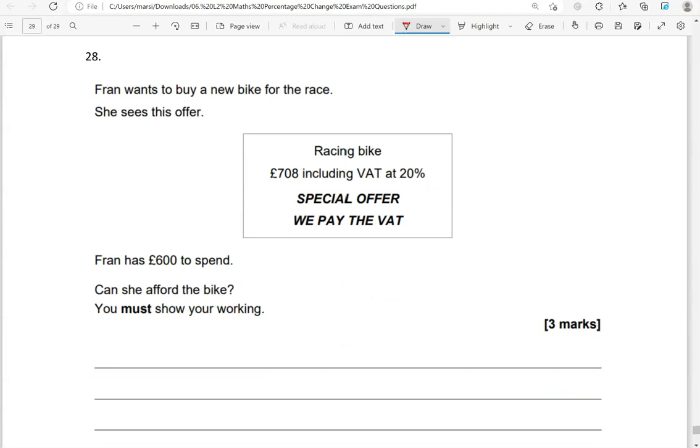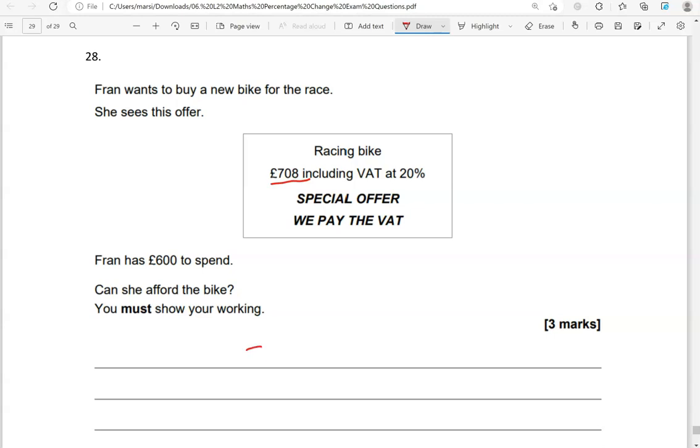Fran wants to buy a new bike for the race. She sees this offer. Racing bike, £708 including VAT at 20%. Special offer, we pay the VAT. Fran has £600 to spend. Can she afford the bike? You must show your working.